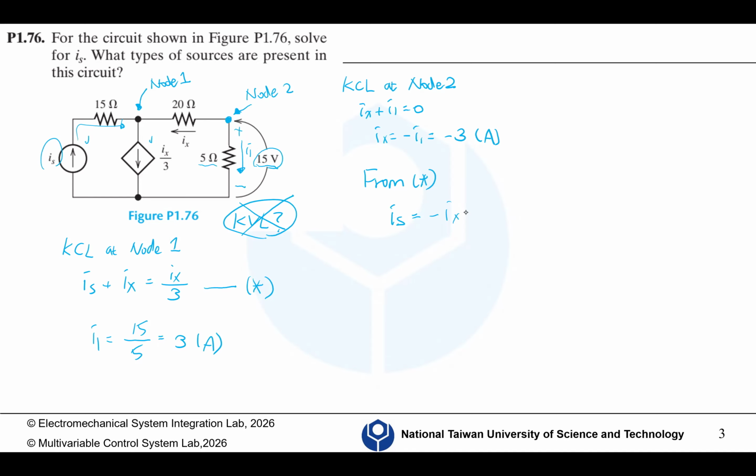V3 minus V1 divided by 20 equals 0. Previously we explained that the assumption of the direction of the current doesn't matter. But once you define the direction of the current, then the difference of voltage must have a direction. All right, so this is for node 1.